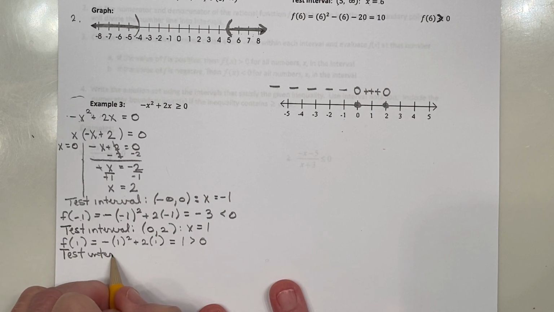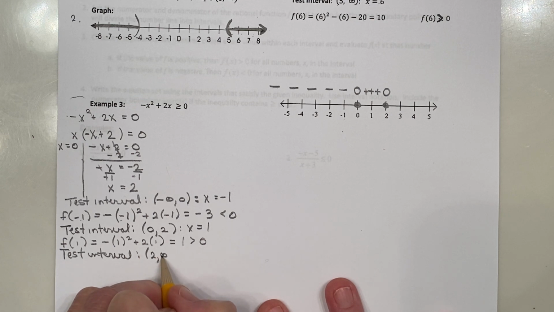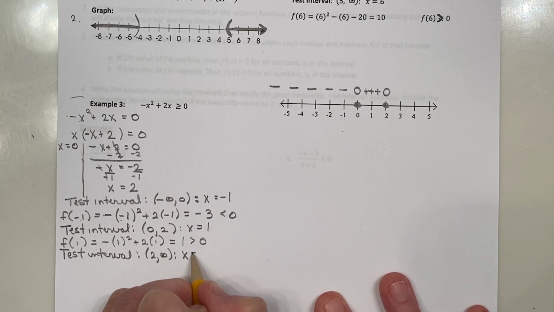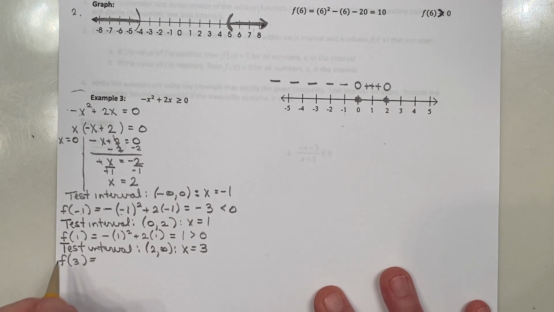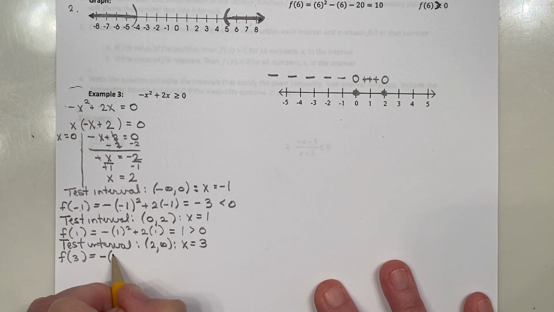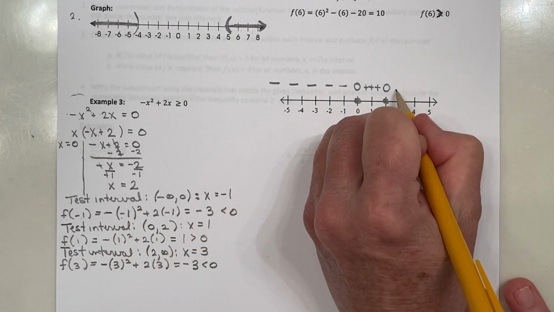And then we're finally at our last interval, which goes from 2 to infinity. I guess I'm just going to try 3. So negatives outside, I'm going to square the 3, and then 2 times 3. So that's negative 9 plus 6. Negative 9 plus 6 is negative 3, and I'm back to negatives.